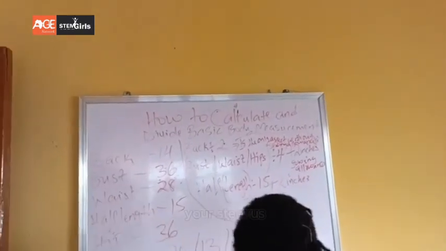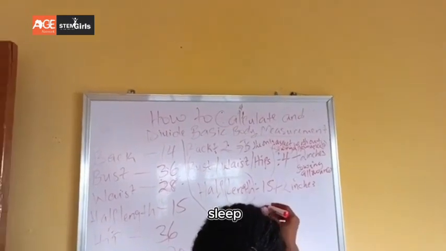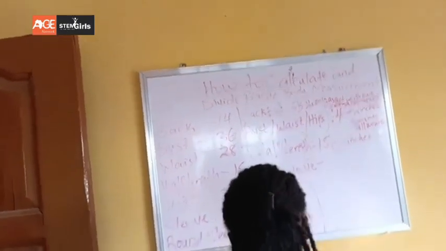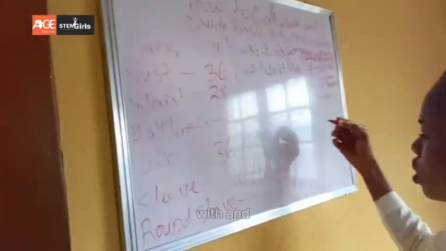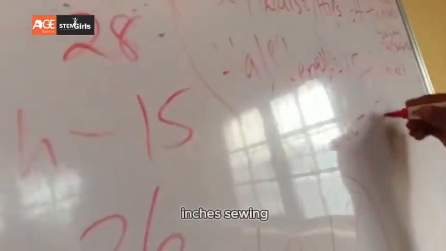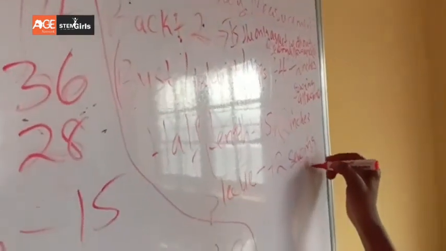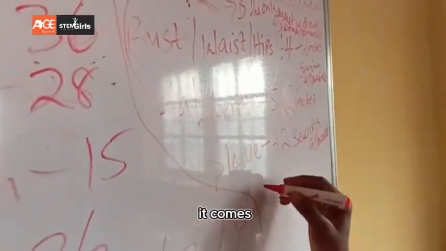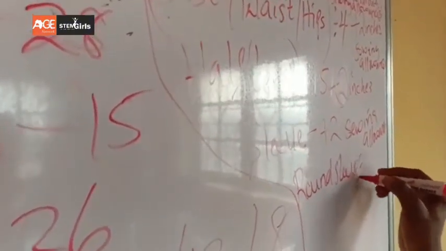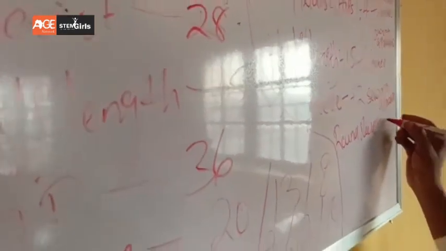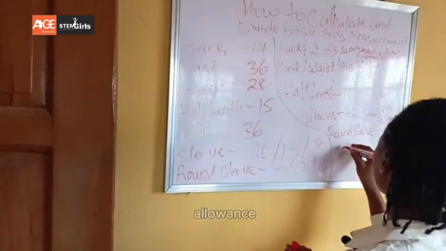So for example, for your sleeve as well, you are going to add. We have sleeves, maybe long sleeve, 3/4 sleeve, or short sleeve. Be it long sleeve, you have your 2 inches sewing allowance. Be it short sleeve, you have your 2 inches sewing allowance. That is that for the sleeve. So when it comes to the round sleeve, what will happen to your round sleeve also is that you add 2 inches sewing allowance.